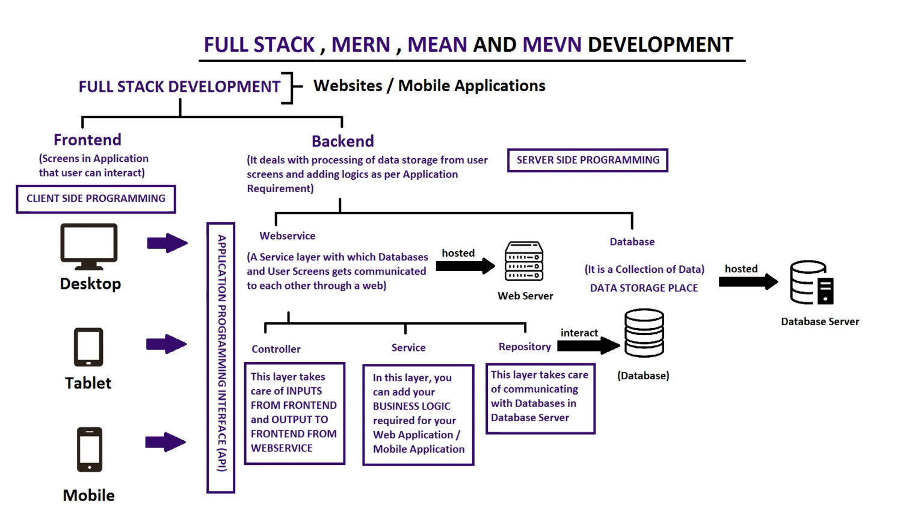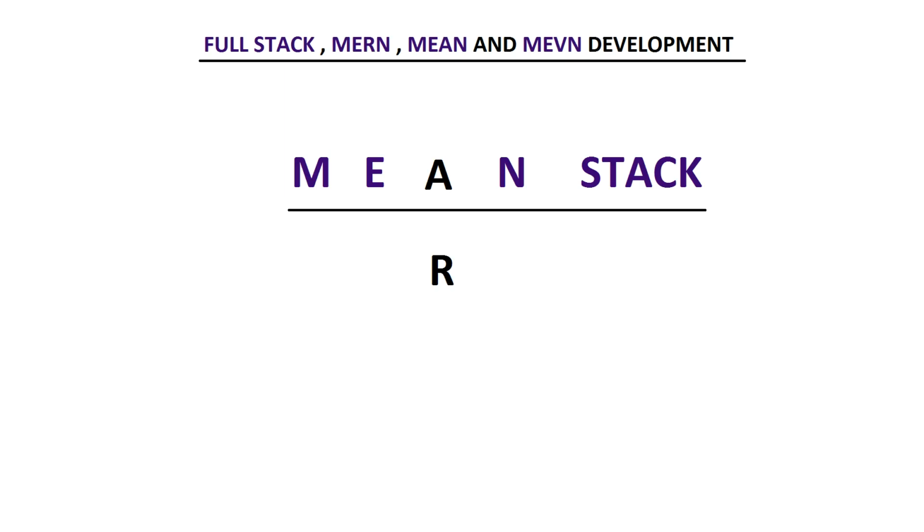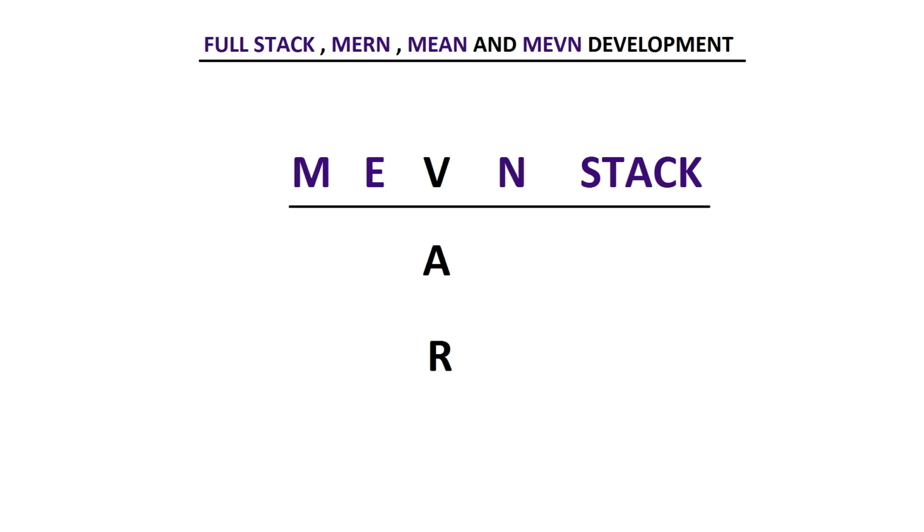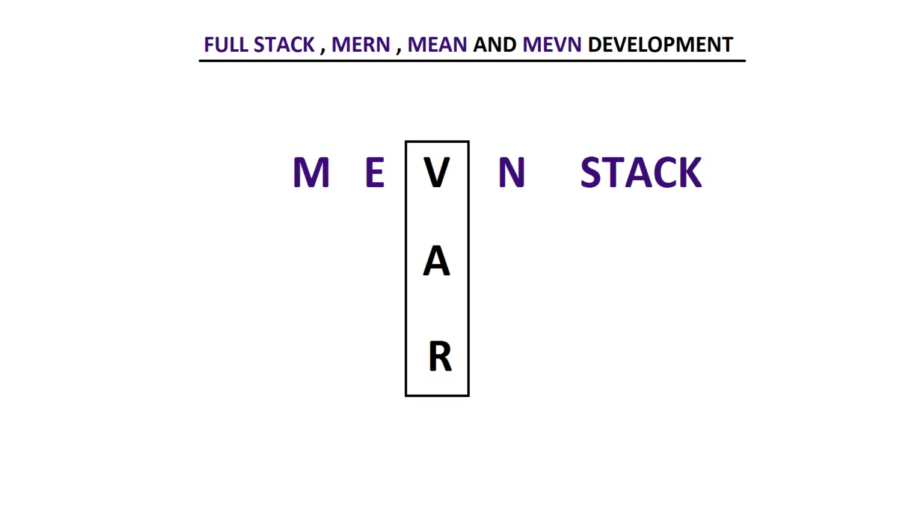A developer needs to work on lots of programming languages to make this full-stack application. To achieve the goal of full-stack development simply with four programming languages, MERN stack, MEAN stack, and MEVN stack technologies were introduced. In MERN stack, MEAN stack, and MEVN stack technologies, only the V, A, R technologies are changed, and the M, E, N technologies are common for all the three stacks. Let's see what they mean.